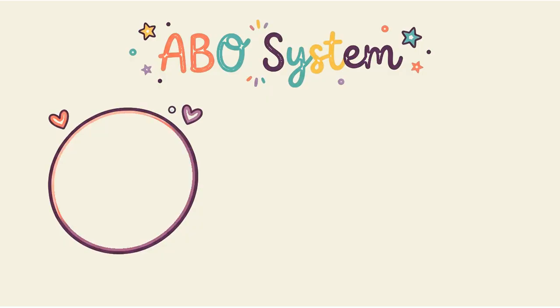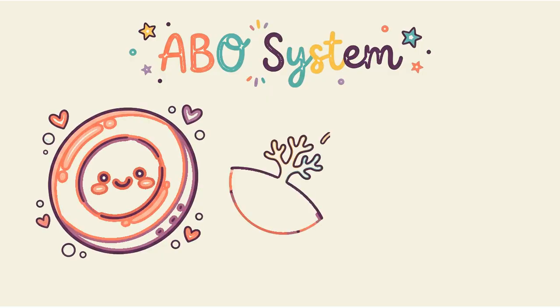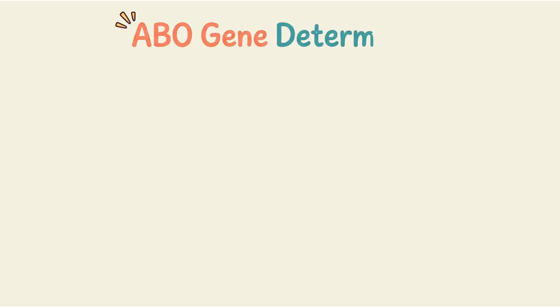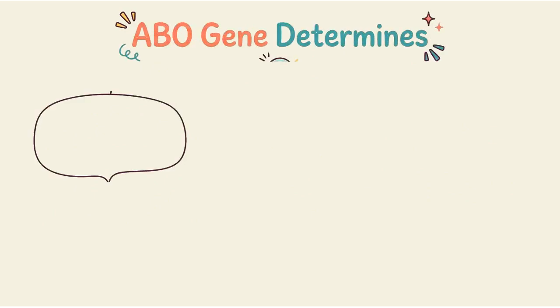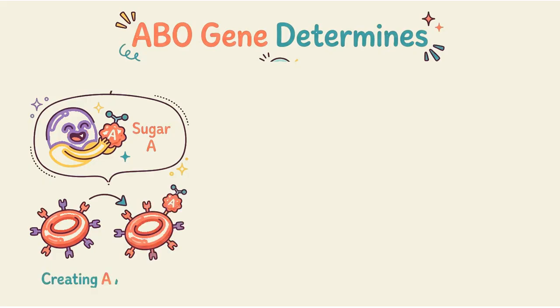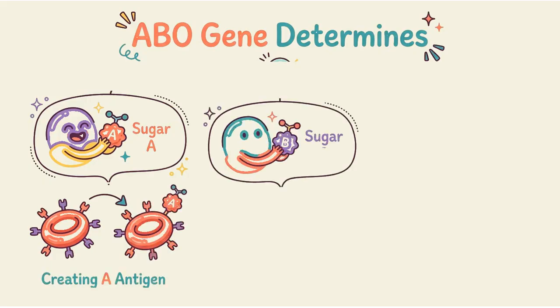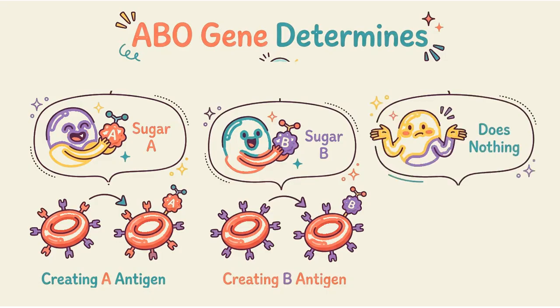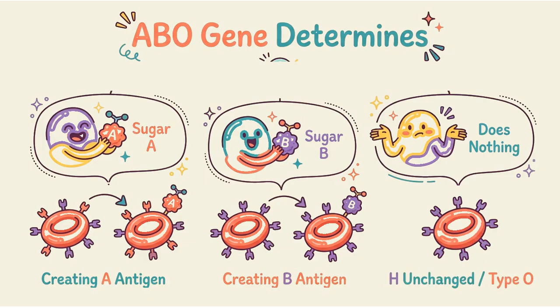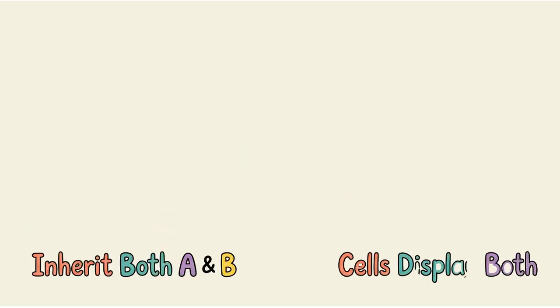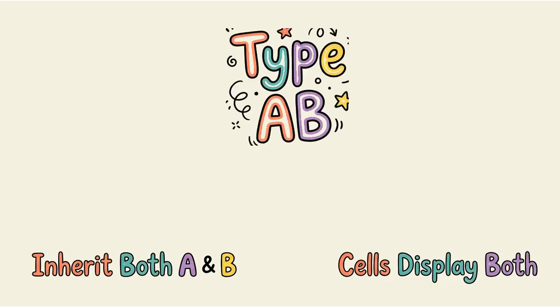All red blood cells start with the same basic structure on their surface, called the H antigen. The ABO gene determines what happens next. One version of the gene adds a particular sugar to that structure, creating the A antigen. Another version adds a different sugar, creating the B antigen. A third version does nothing at all, leaving the H antigen unchanged, which gives you type O blood. If you inherit both A and B versions, your cells display both tags, and you're type AB.